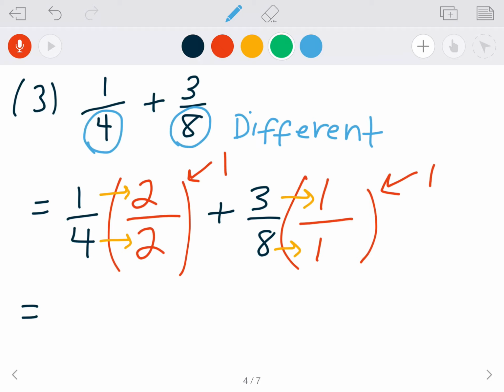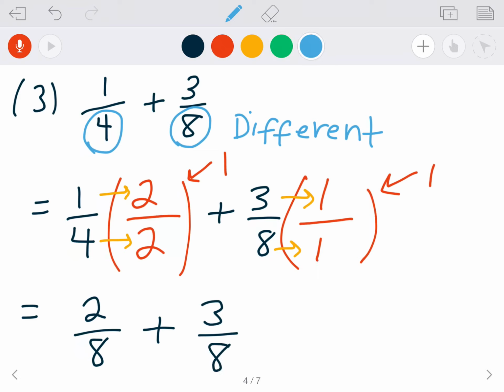So over here, we get 1 times 2. That gives us 2. For our denominator, we have 4 times 2, which gives us 8. We see that our sign in the middle here is addition, so we will bring it down. Over here, we have 3 times 1, that's 3. And in the denominator, we have 8 times 1, which is 8.